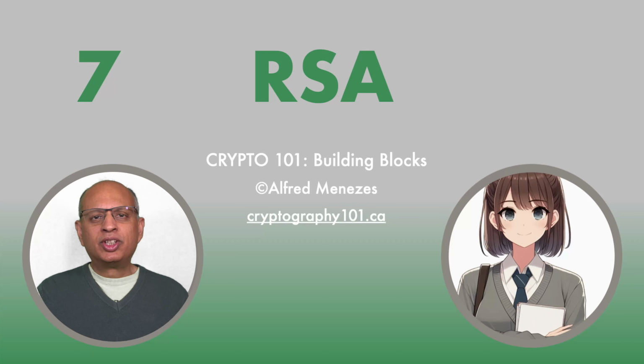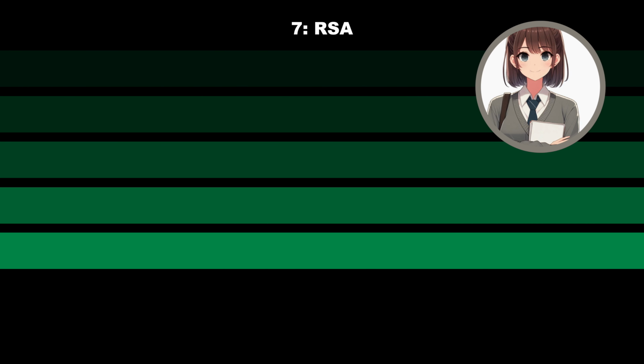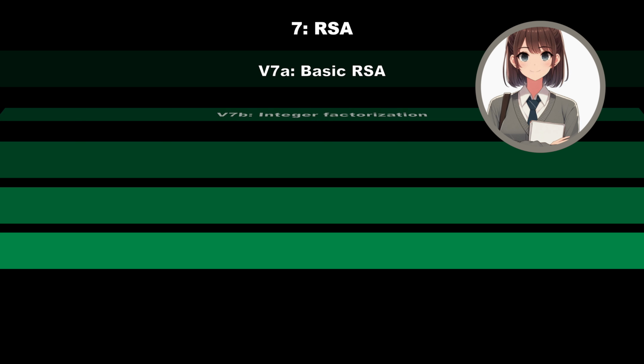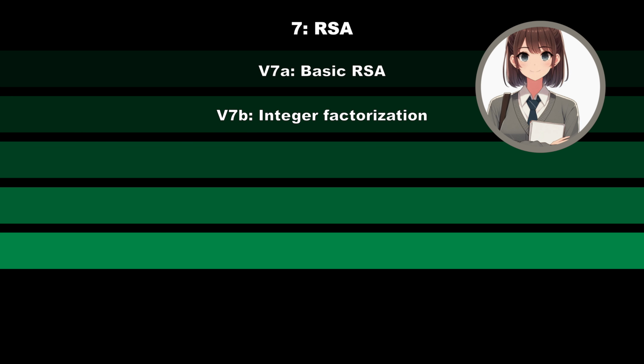Hello there. Today we'll begin our study of RSA, the first public key crypto system that was widely used in practice. Chapter 7 on RSA is comprised of 5 video lectures. In V7a, we'll introduce the basic RSA encryption scheme and RSA signature scheme. In V7b, we'll summarize the state-of-the-art in algorithms for the integer factorization problem, whose hardness is necessary for the security of all RSA cryptosystems.